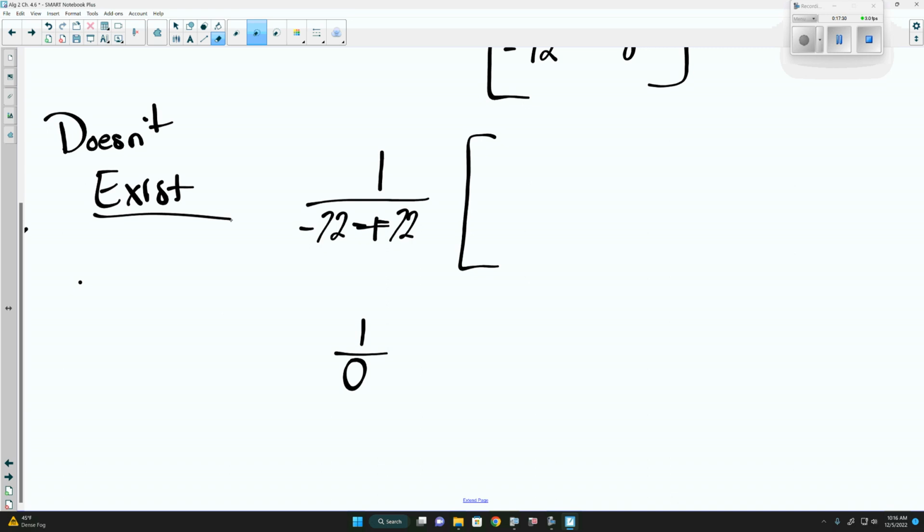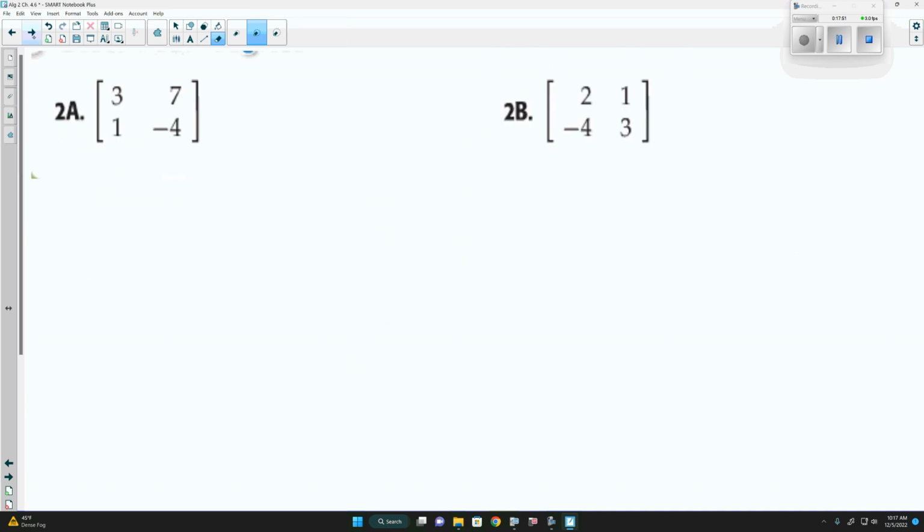So what that's telling us is that this matrix here, even though it is a square matrix, does not have an inverse. There's no way we can get it or have it be an inverse. It's not invertible. Let's look at one more. We can look at 2a.